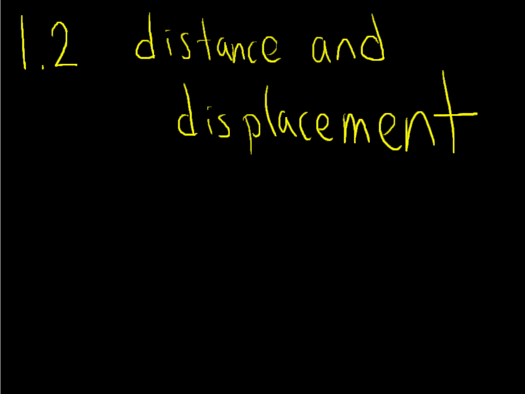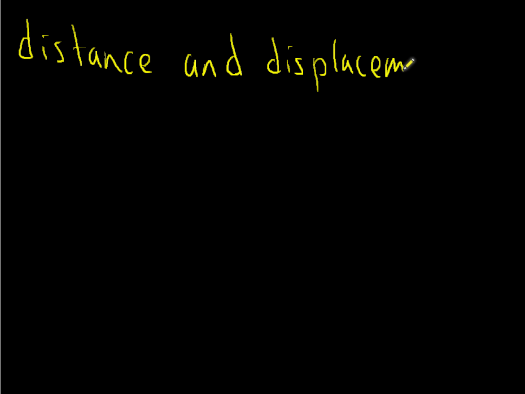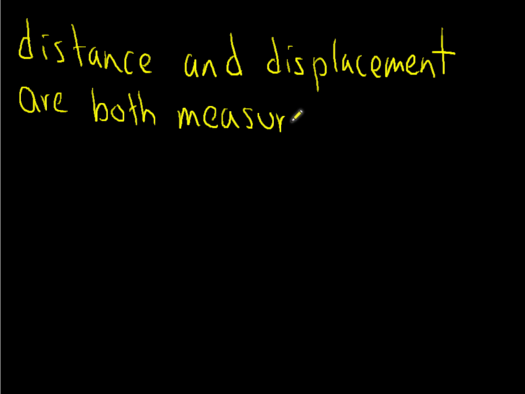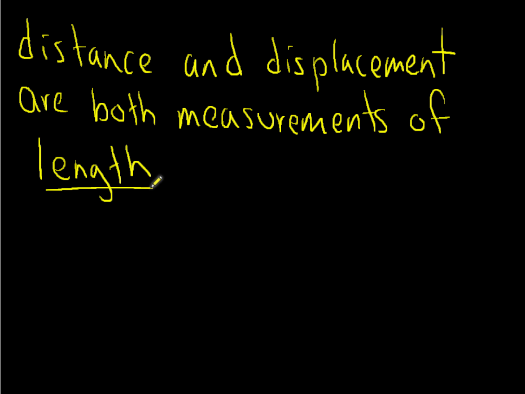Distance and displacement. In physics, distance and displacement are both measurements of length. Length is a measurement that's determined in meters. But they're actually very different ideas.